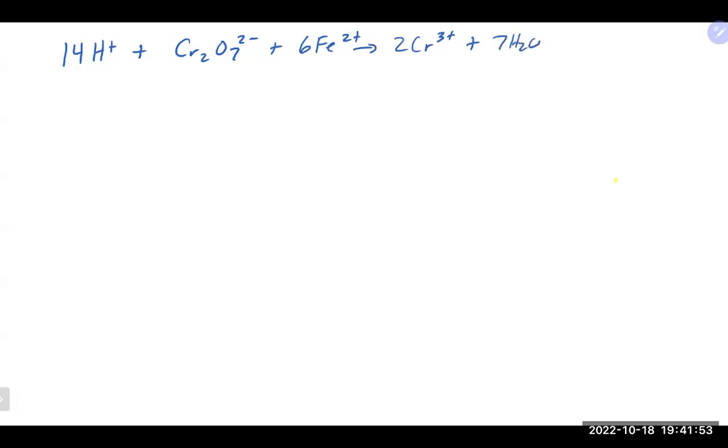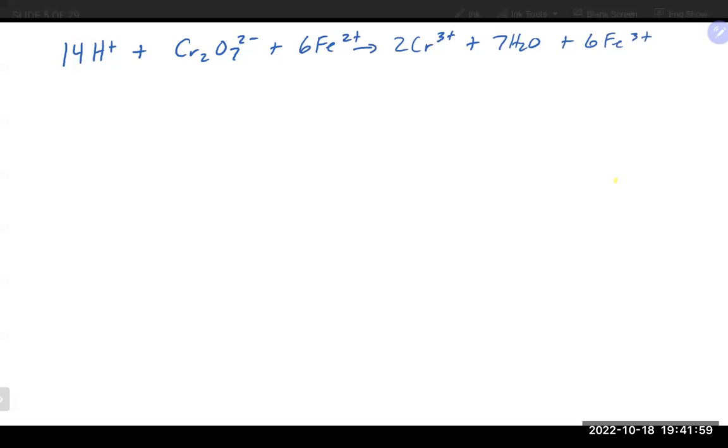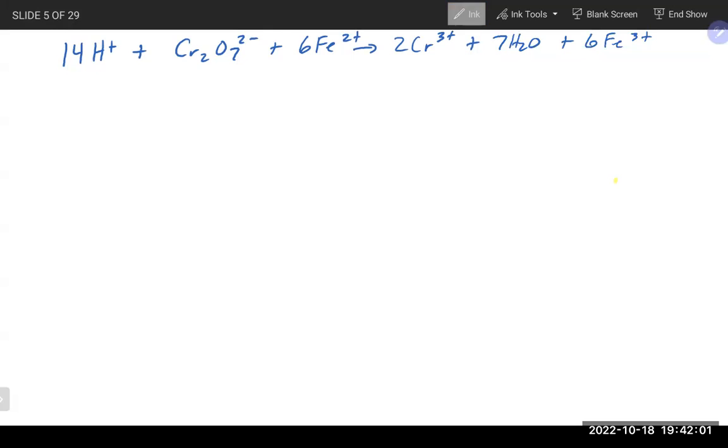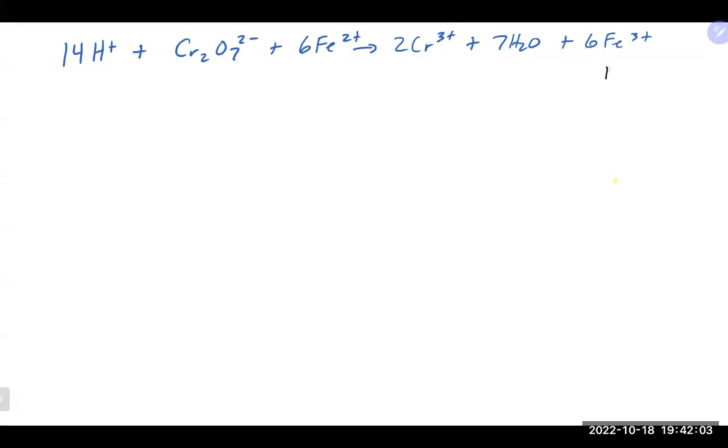Seven waters. All right. So what we're going to do here, if we need to turn this into basic, is just follow all the stuff we just did for acidic. But for basic, we add OH minus to both sides. So we're going to add OH minus, which is like base, to both sides.